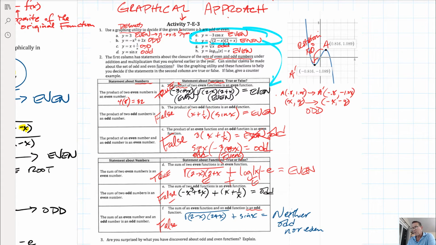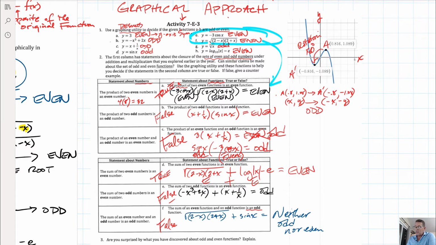That was fairly straightforward. We just look at the graph and determine, based upon its symmetry, whether it's odd or even. Even meaning that it has y-axis symmetry, a reflection across the y-axis. Or odd meaning it has rotational symmetry about the origin, 180-degree rotational symmetry about the origin. Or you can think of it as a double reflection, first across the x-axis and then across the y-axis.